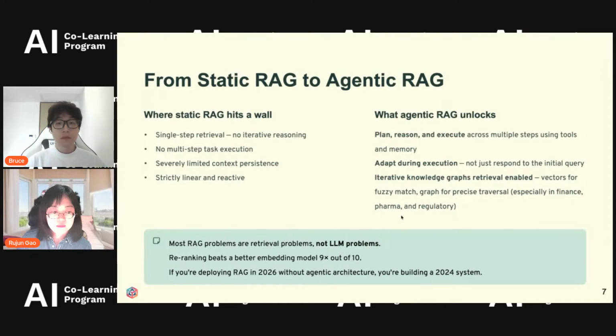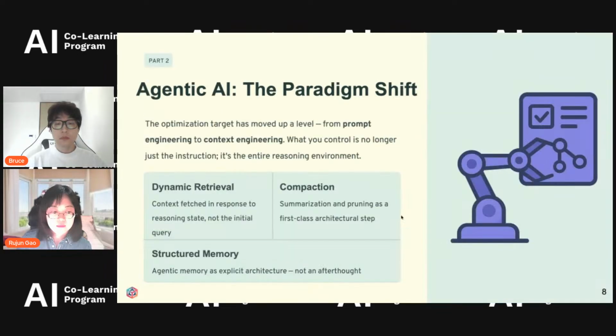So here are some takeaways. Most RAG problems are retrieval problems, not LLM problems. And re-ranking beats a better embedding model 9 times out of 10. So if you are deploying RAG in 2026 without agentic architecture, basically you are building a 2024 system. So let's go to part 2. We'll introduce some agentic AI workflow.